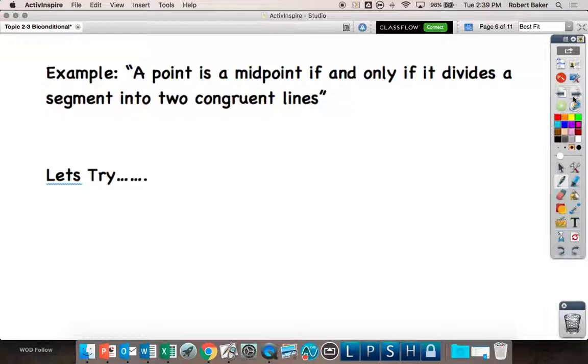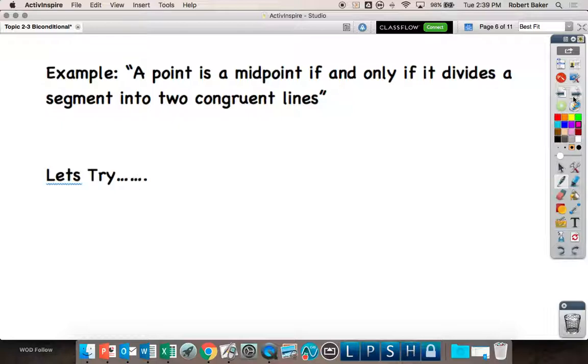So here's what I'm trying to tell you guys. What does a midpoint do? It cuts a line in half. Well, if I say, hey, a point cuts a line in half, what do you have? A midpoint. So it doesn't matter if I read it forwards or backwards, it means the same thing. If it's hot, you're going to get burned. If you're burned, it was hot. So it's hot if and only if you get burned. Or you get burned if and only if it's hot. It makes sense both ways.